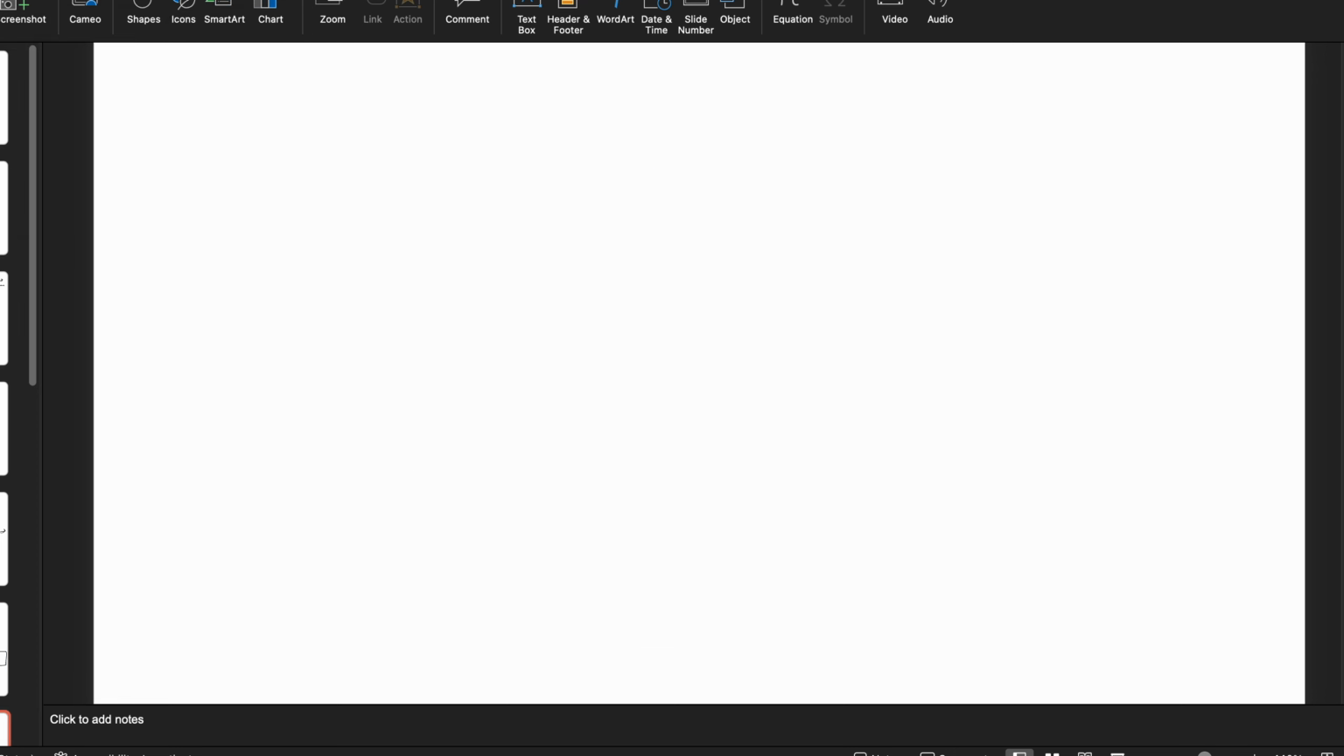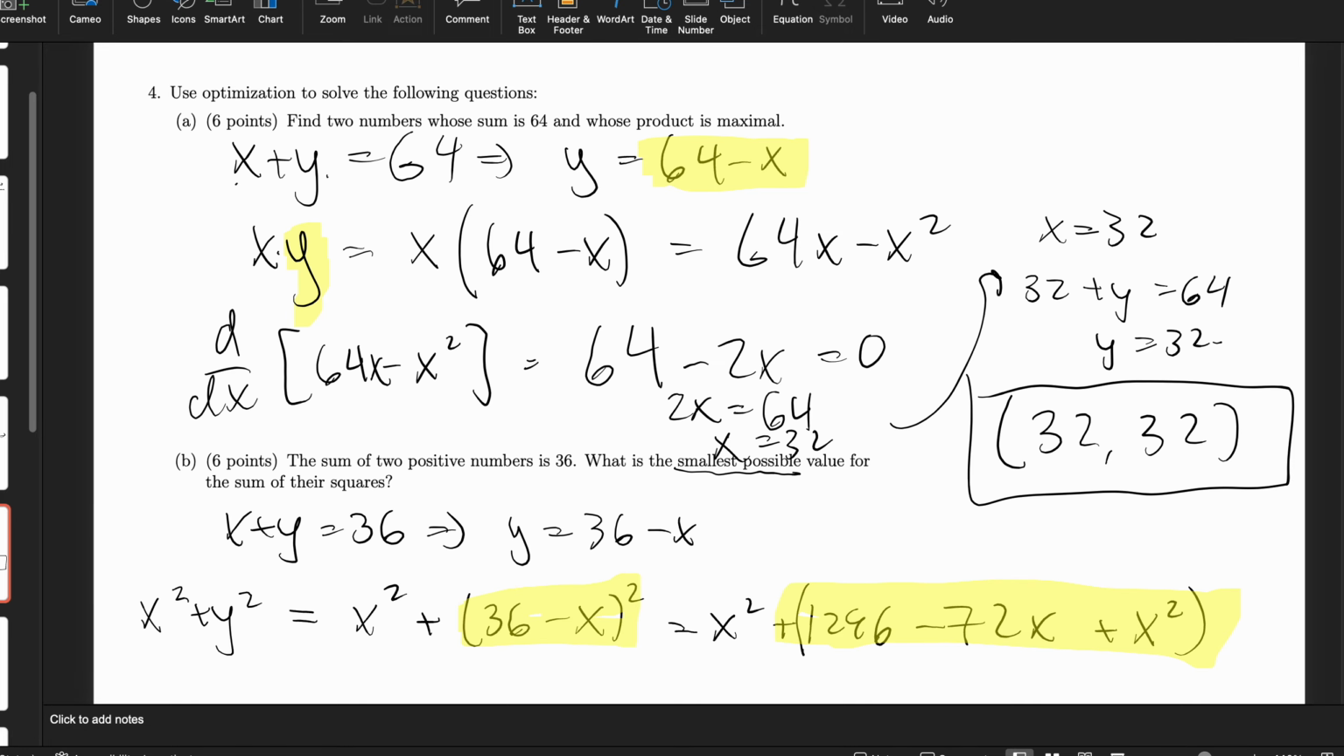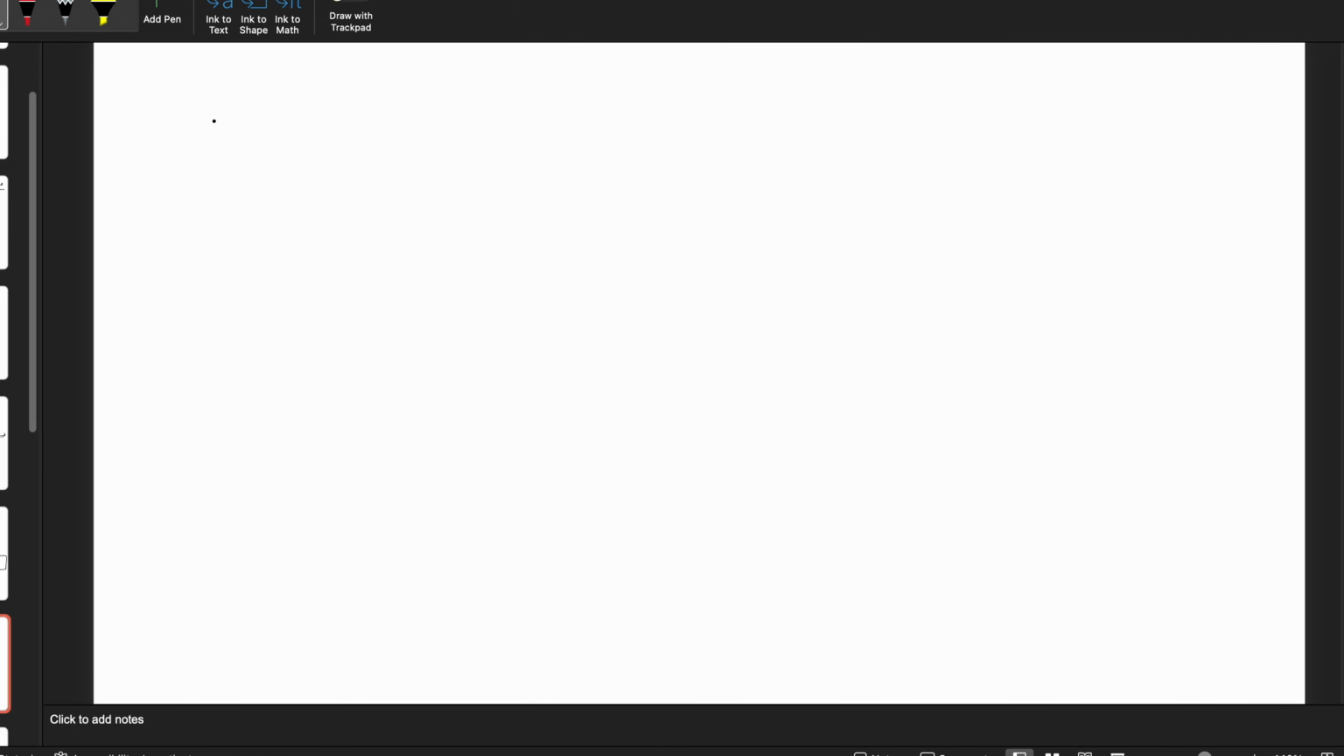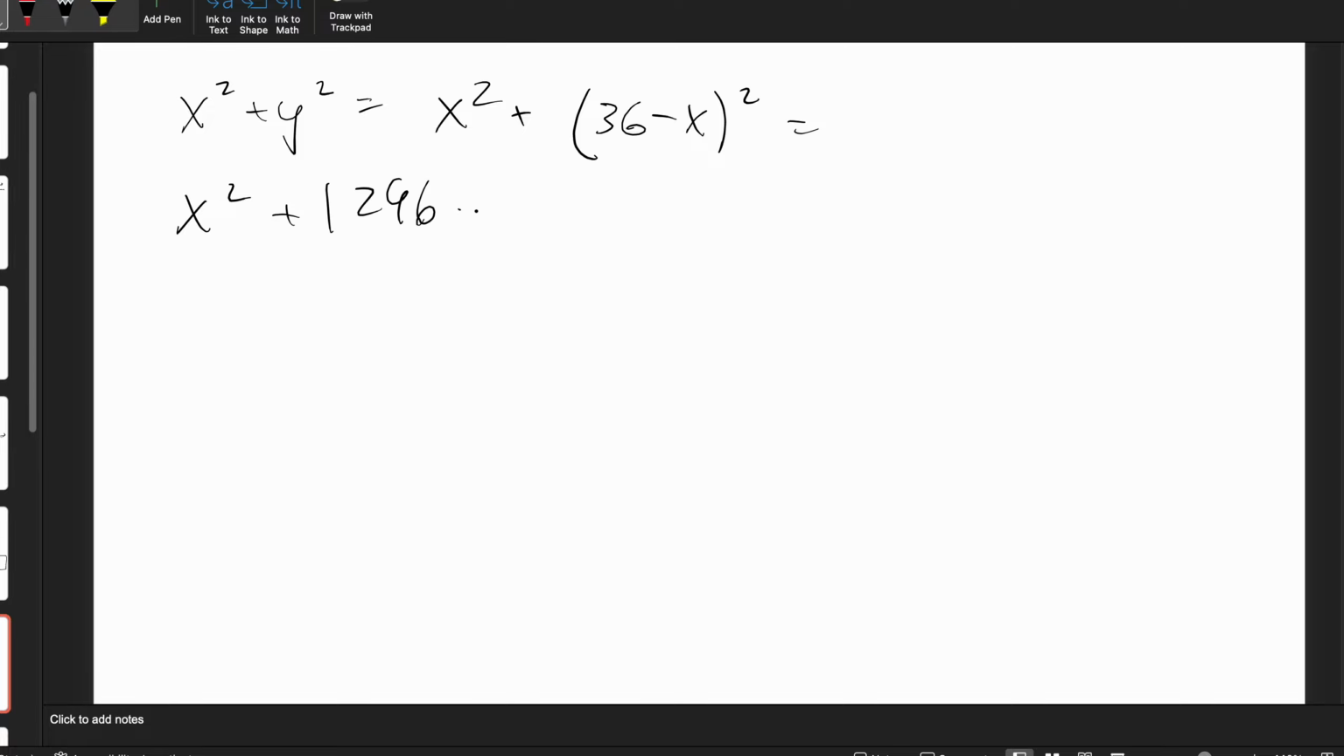Let me make a new blank slide. Very good. Okay, so here we are. I'm going to rewrite all of that. So x squared plus y squared was x squared plus, what was it, (36 minus x) squared. And this was x squared plus 1296 minus 72x plus x squared. And if you simplify this, combine like terms, you get 2x squared minus 72x plus 1296.